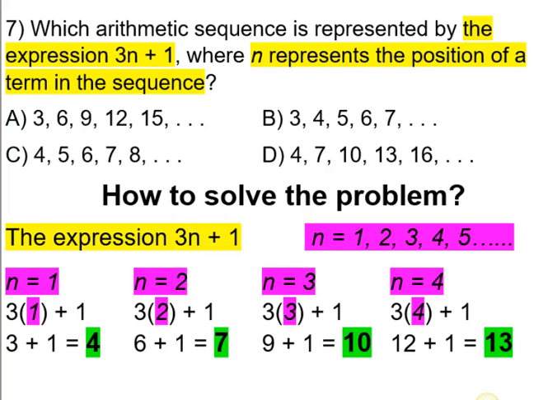So based on the answers that we got, once we calculated our answer, what is the correct answer for this problem?